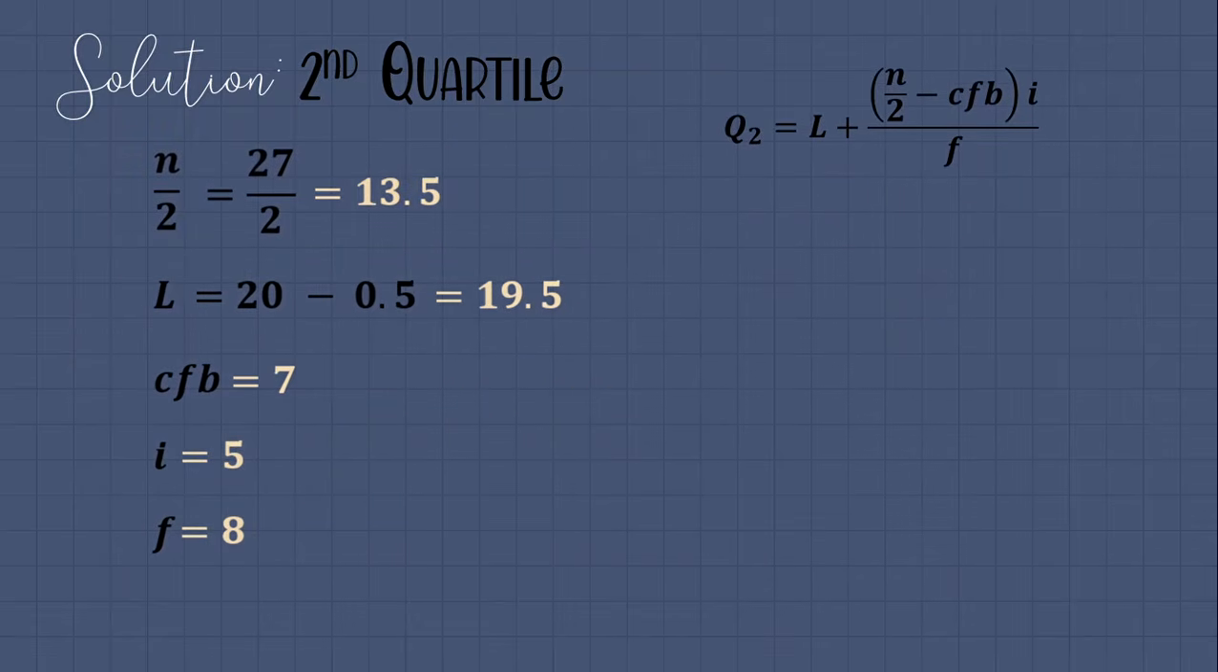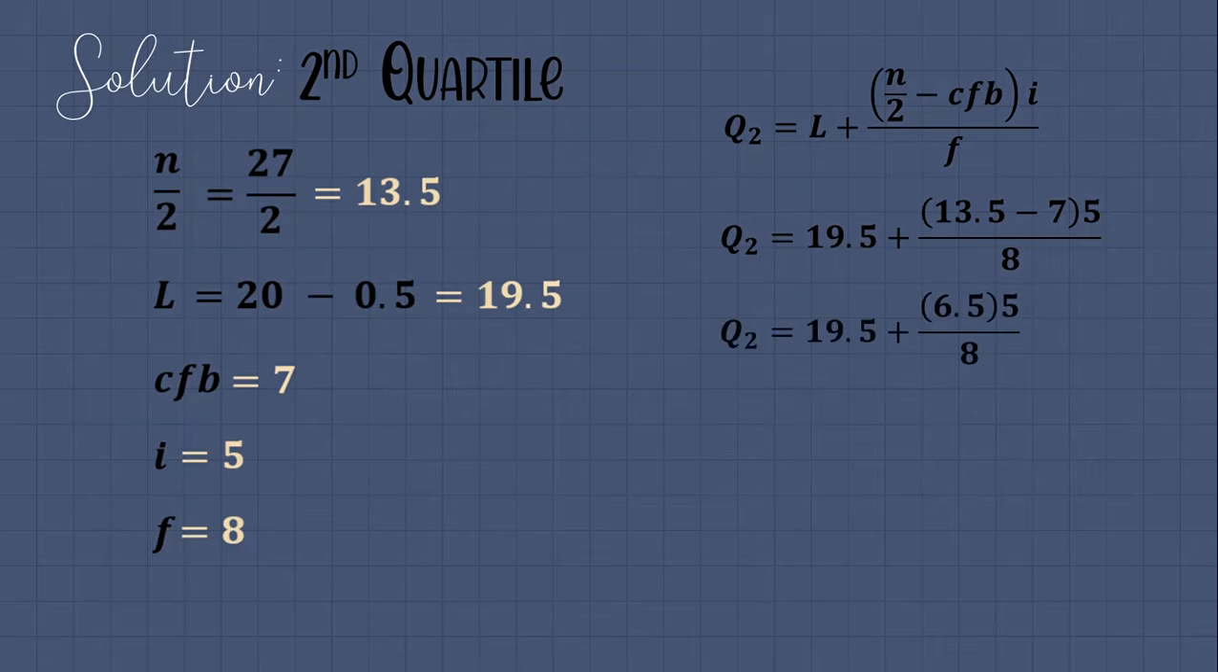Again, we can now proceed to our formula. We have Q sub 2 is equal to L plus quantity N over 2 minus CFB times I all over F. Again, L is 19.5 plus N over 2, which is 13.5, minus CFB, that is 7, times again the class size, 5, all over the frequency 8.